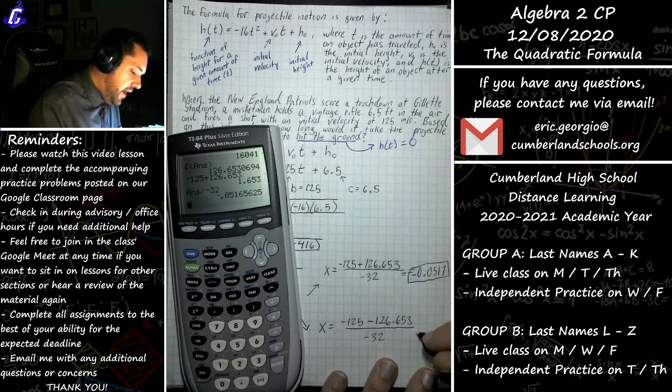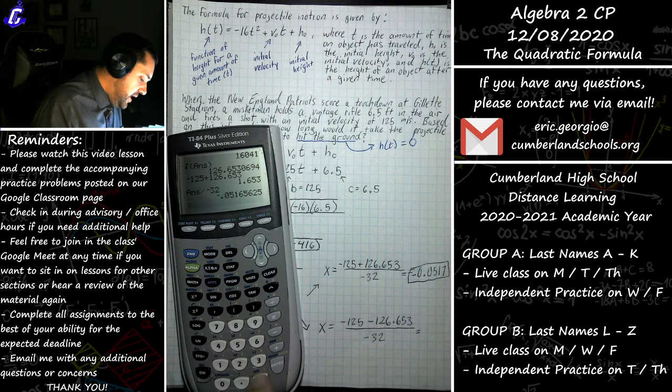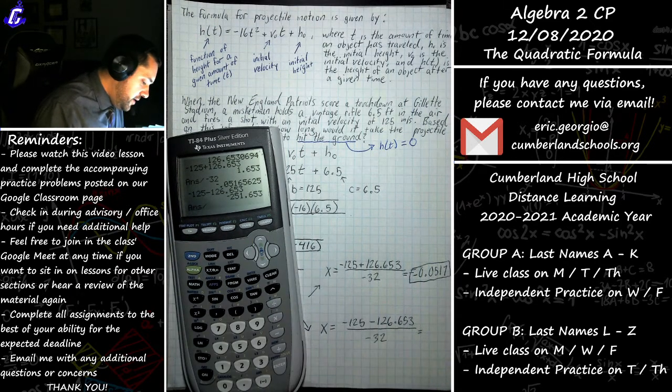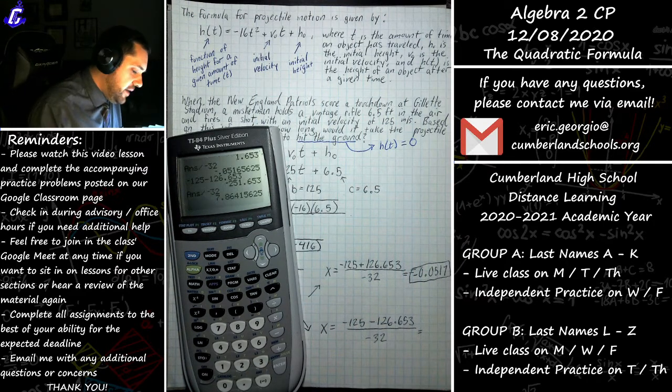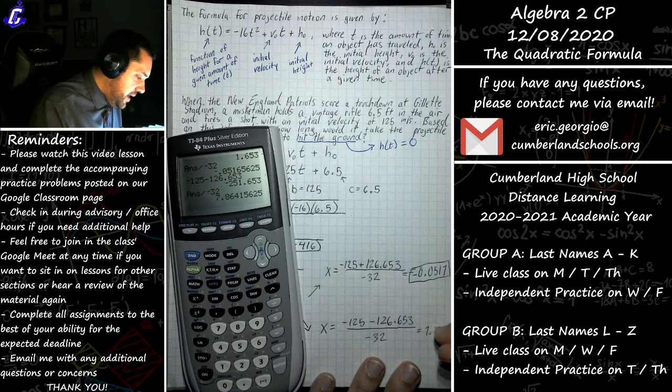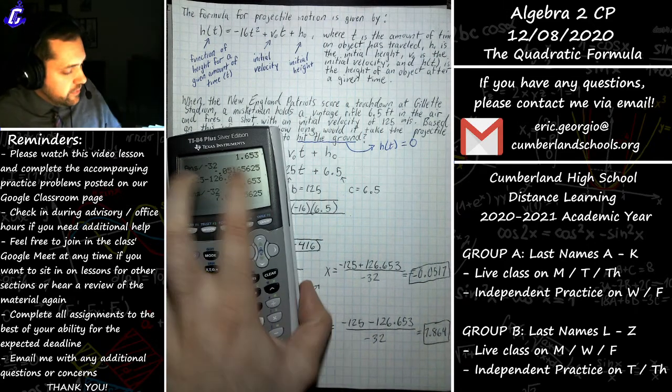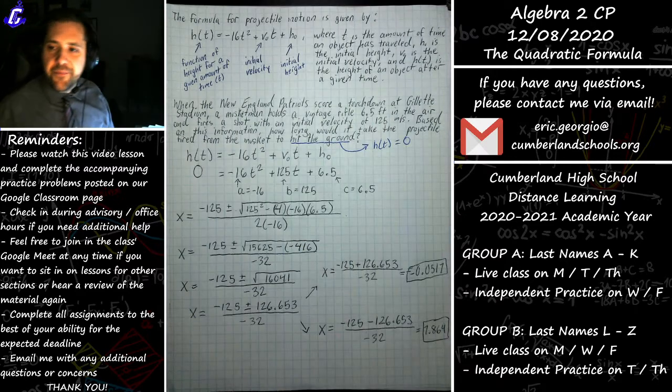And over here, if I approximate to 3 decimal places, let's see what we get. Negative 125 minus 126.653. We get negative 251.653. And we're going to divide that by negative 32. And I would get an answer of 7.864. Hopefully everybody sees how we got that.